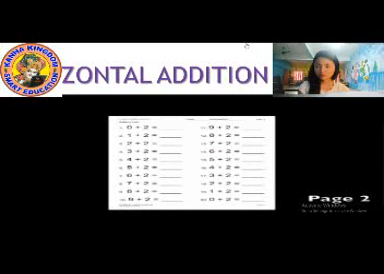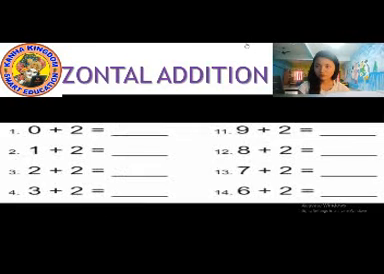Let's practice adding 2 on this drill page. So let's look at the first few. We have 0 plus 2. Two numbers after 0 is 2. So 0 plus 2 is 2. 1 plus 2 is 3, two numbers after 1. Alright, let's practice one more. 2 plus 2 is 4, because two numbers after 2 is 4. Notice that on this page, the questions go in order to help you learn and memorize your facts.